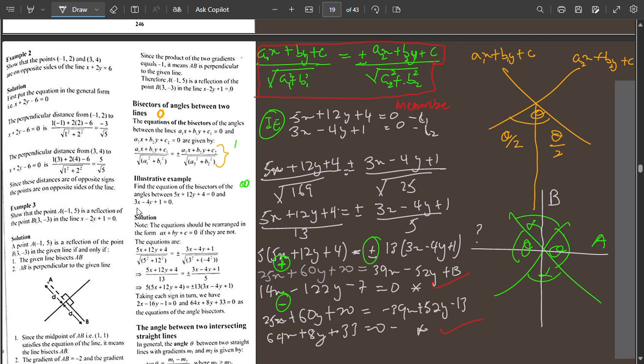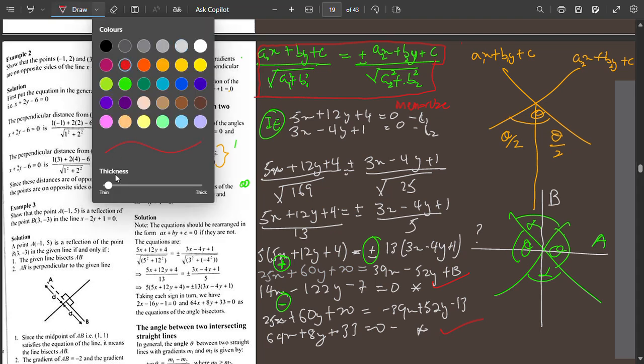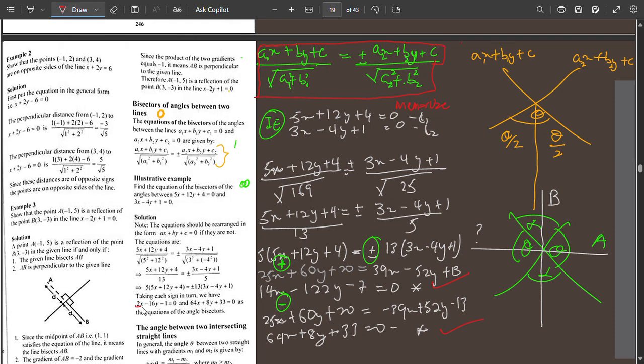I think they made a mistake here, so you should check that. I went through it well and I don't think we made a mistake. Because we got one correct, definitely we have to get this one. So I think this is wrong, but I think mine is right. You can go through it and see. So that's how you solve it. That's how you find the bisectors of angles between two lines.